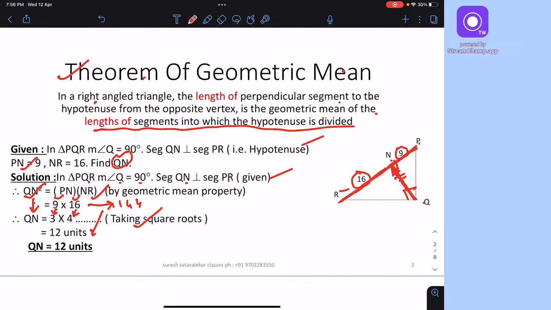But whenever these complete squares are there, you need not multiply them. Directly you can take square roots. Square root of 9 is 3, square root of 16 is 4, 3 into 4 is 12. So QN is 12 units.